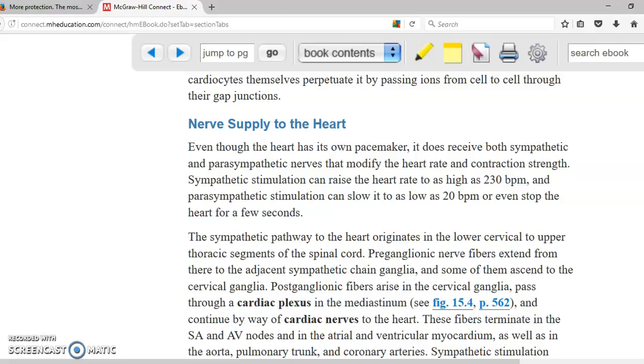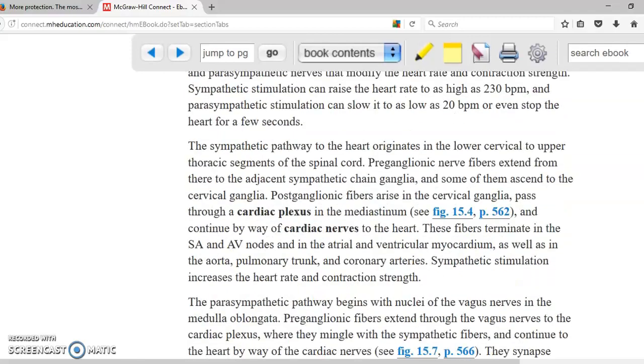Since your heart is involuntary, you don't have control over it. So the nervous system that controls your heart is the autonomic nervous system. The autonomic nervous system has two divisions, sympathetic and parasympathetic. The parasympathetic nervous system is the one that makes your heart beat slower. The sympathetic is the one that makes your heart beat faster.